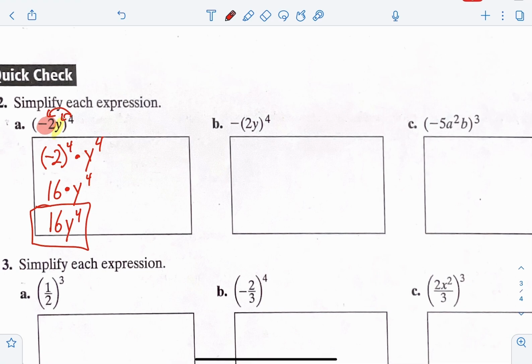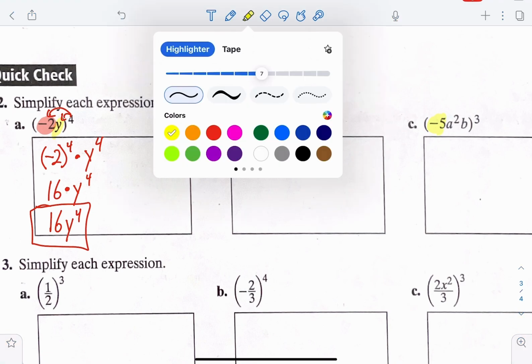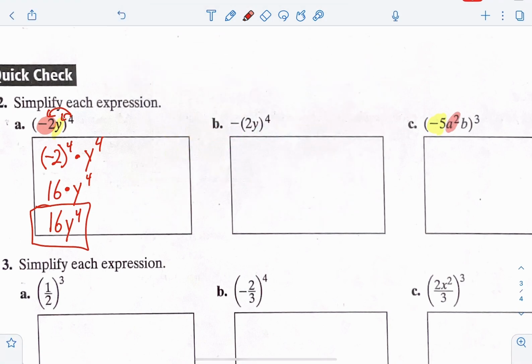B, you can do on your own and will be pretty straightforward. C, I want you to do on your own as well, but I want to look at the pieces really quick together. So notice this has 3 pieces. So it has a -5, it has a to the 2, and it has a b. You're going to do it the exact same way. The 3 is going to apply to all of the pieces. Okay, so you're just going to have 3 pieces instead of 2, but you do it the exact same way.